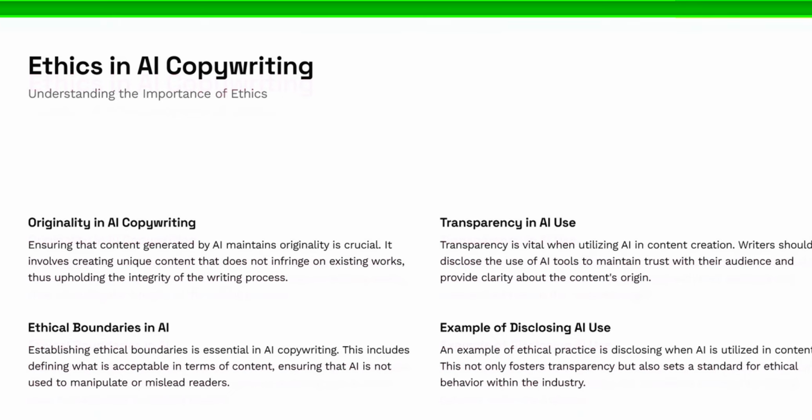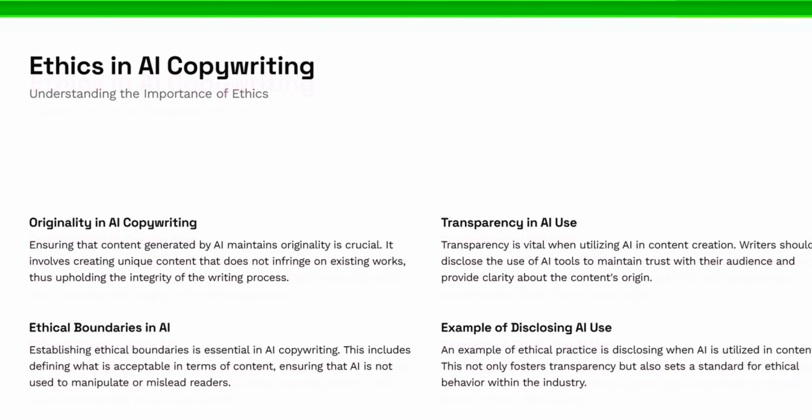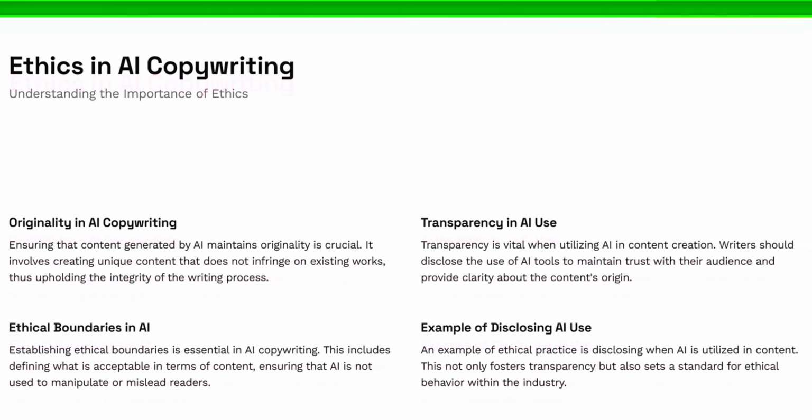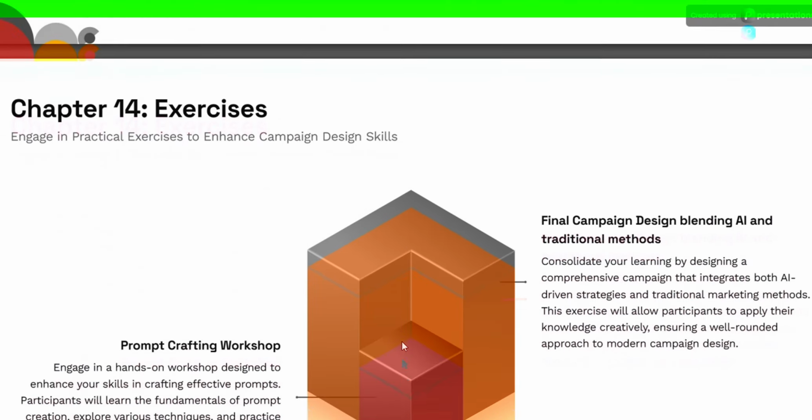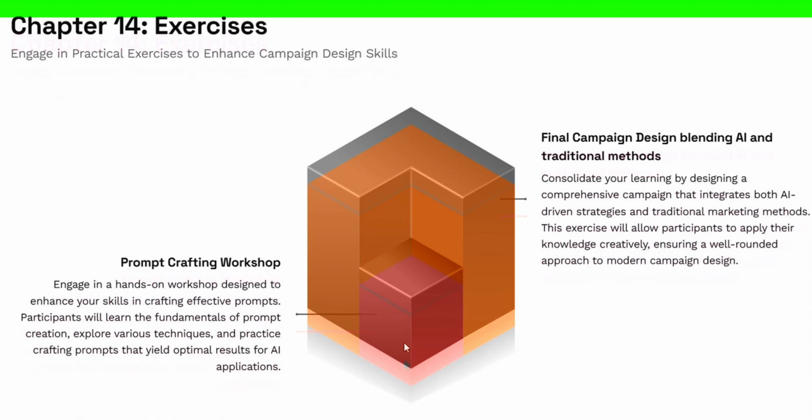An example of ethical practice is to disclose when AI is utilized in content. This not only fosters transparency but also sets a standard for ethical behavior within the industry. It is very important. So this is the exercise.